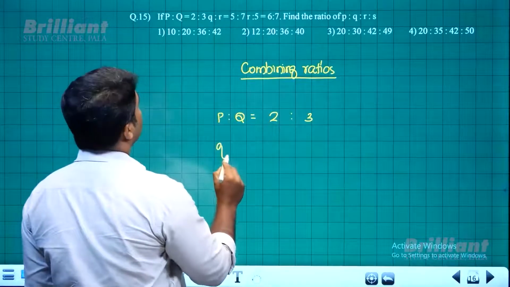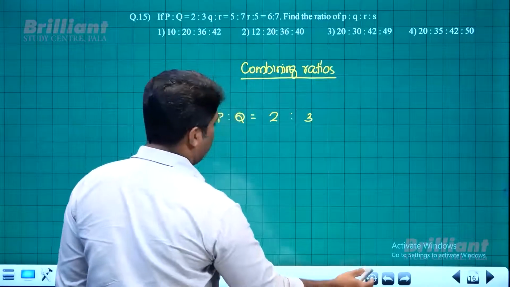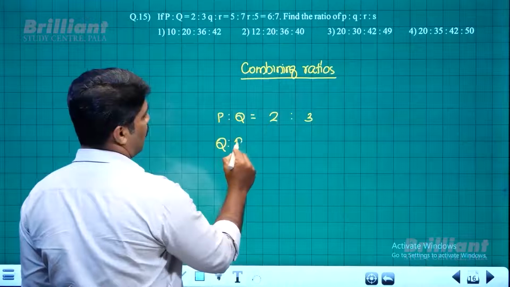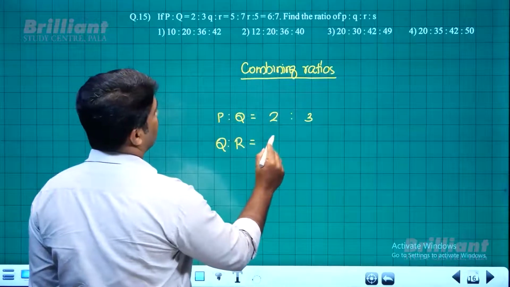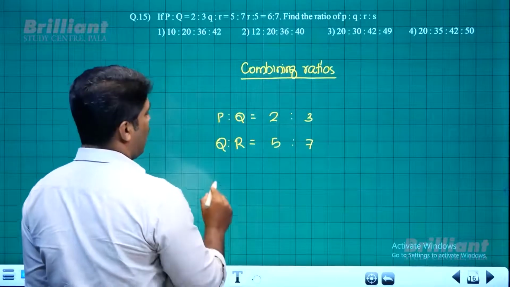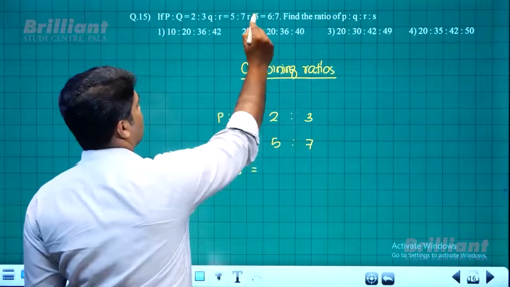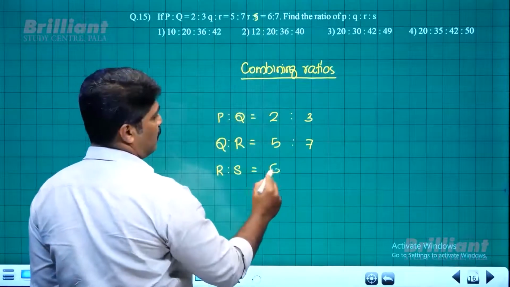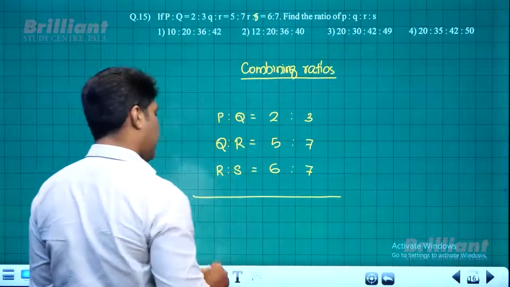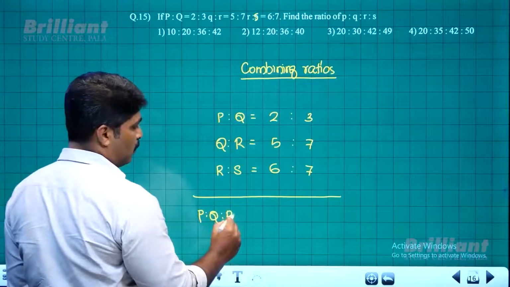Next, Q is to R. Here I will write all the values in the form of capital letters. So this is Q is to R, and that is 5 is to 7. And finally, R is to S. Here this is S. That is 6 is to 7. Then we have to find out what P is to Q is to R is to S.